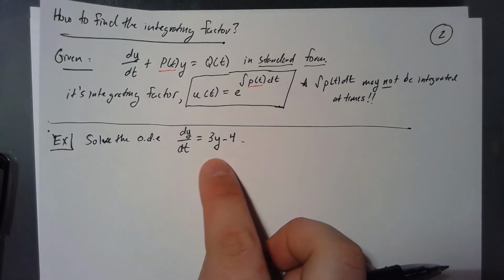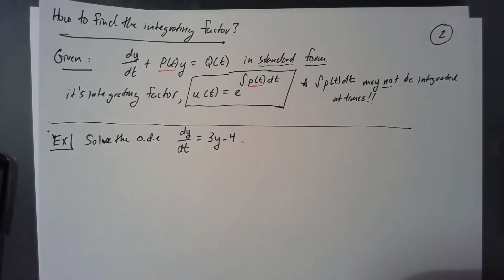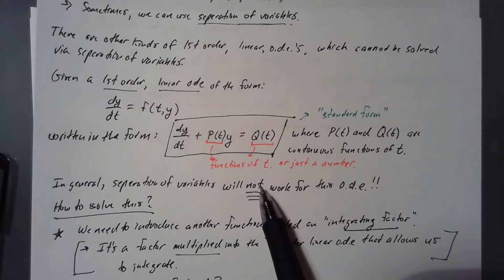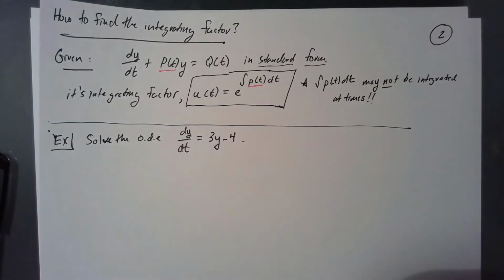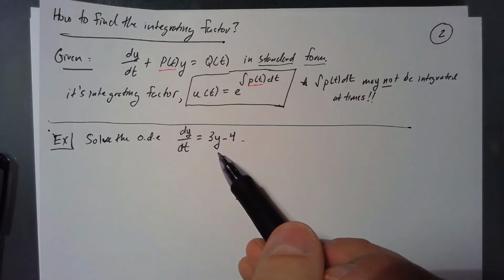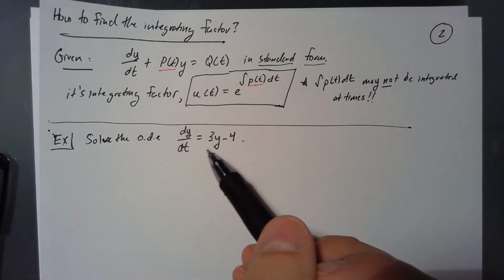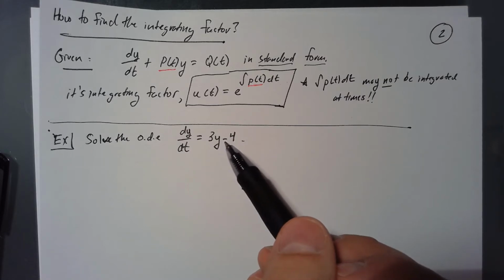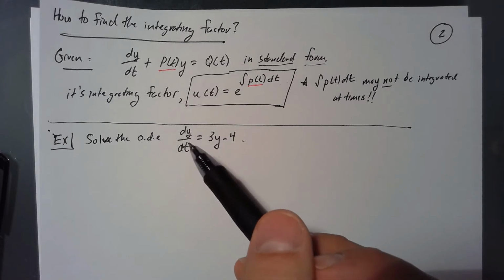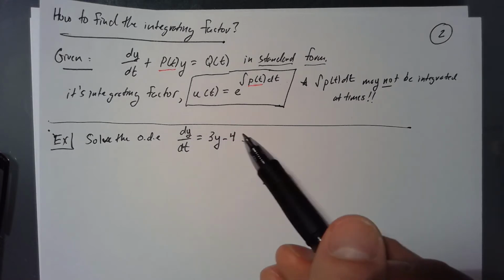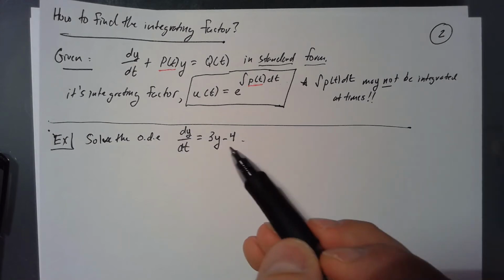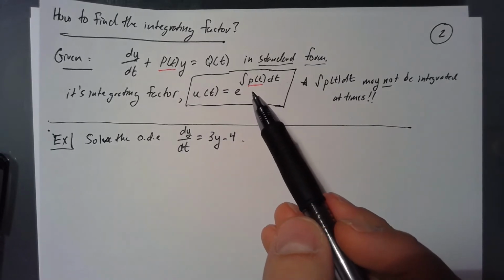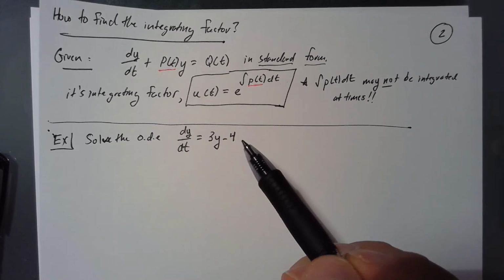Like I said in the notes, let me refer back to the notes here. In general, separation of variables will not work for this ODE. And this is a first order linear ODE. So if you add 4 to both sides and try to get y by itself, that's not going to be too easy. It wouldn't make sense to add 4 because then you're going to have dy/dt plus 4, and there's no way to get rid of that. So separation of variables will not work here. Since this is a first order linear ODE, we could find an integrating factor. But before that, I have to put it in standard form.